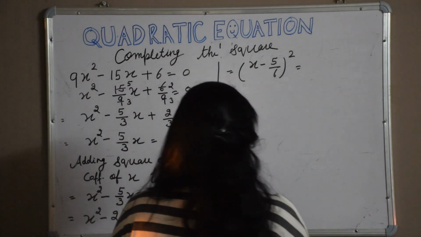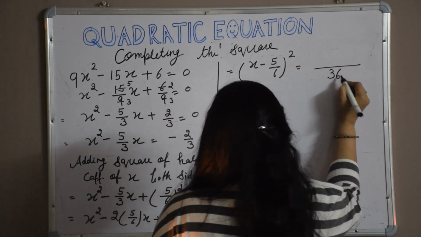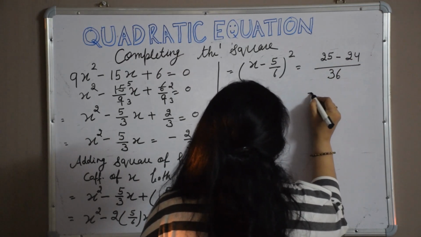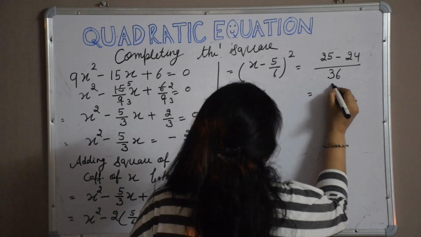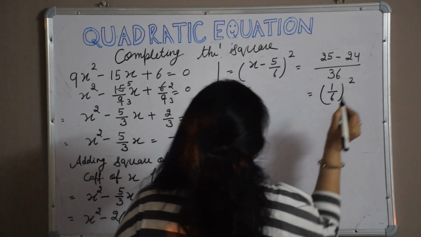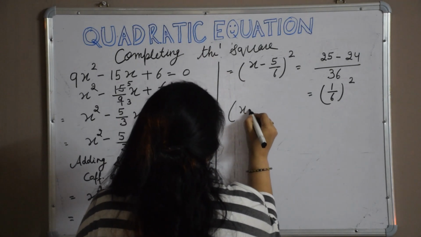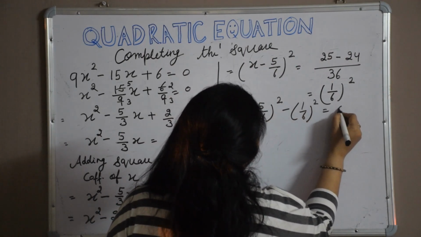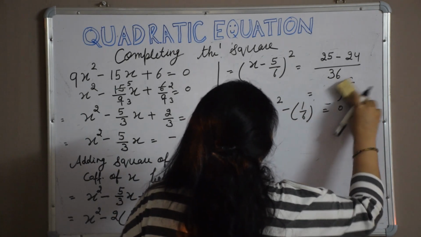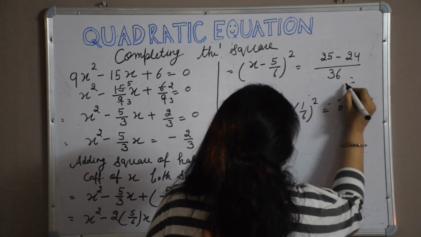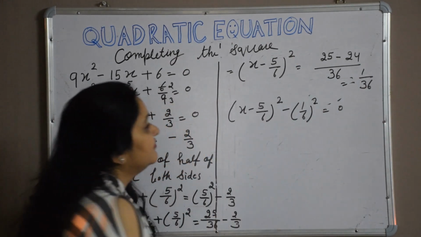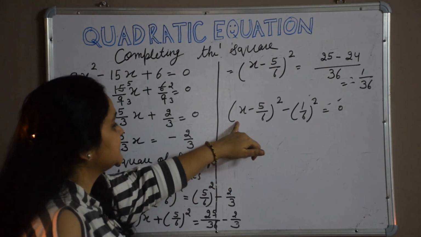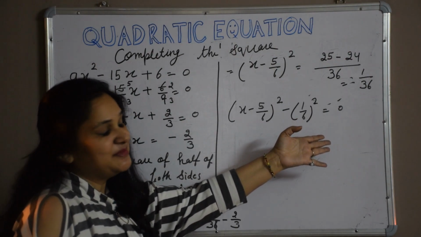Now we have to solve this, taking 36 as LCM. 25 minus 24, that is 1 by 36, and we can consider it 1 by 6 whole square. So here it becomes x minus 5 by 6 whole square minus 1 by 6 whole square equals 0. 1 by 36 is 1 by 6 whole square, and we are bringing it to the left hand side and it becomes x minus 5 by 6 whole square minus 1 by 6 whole square.